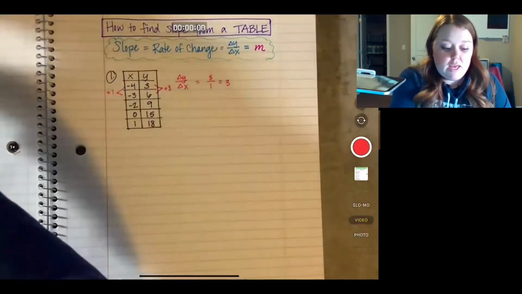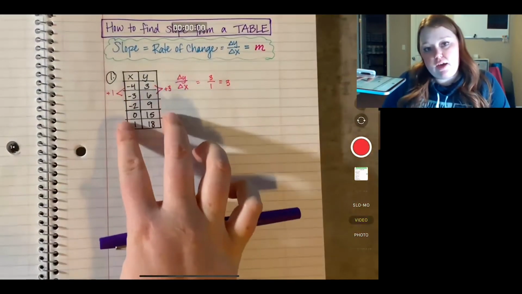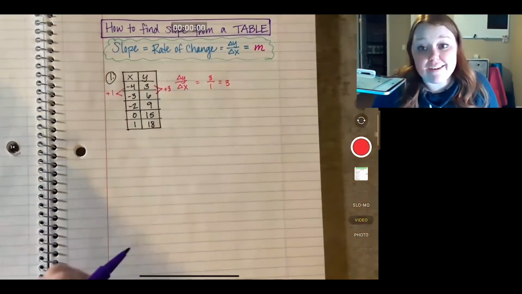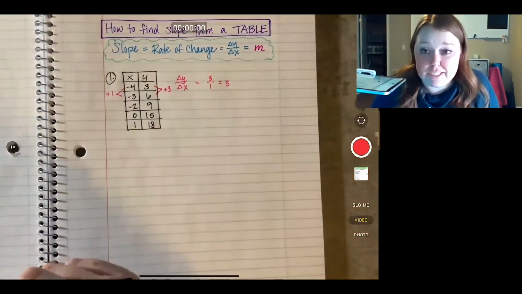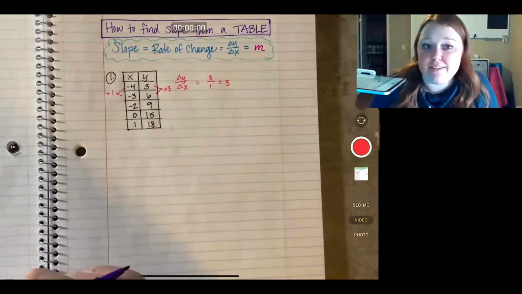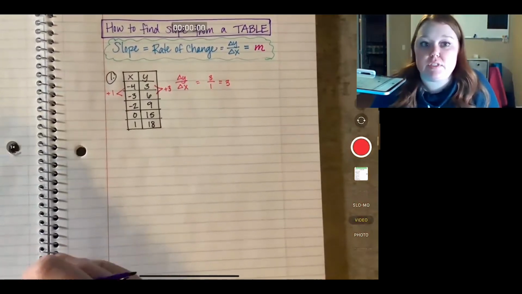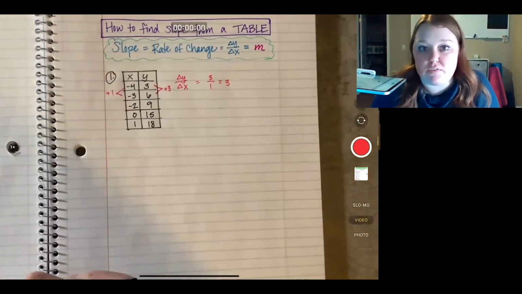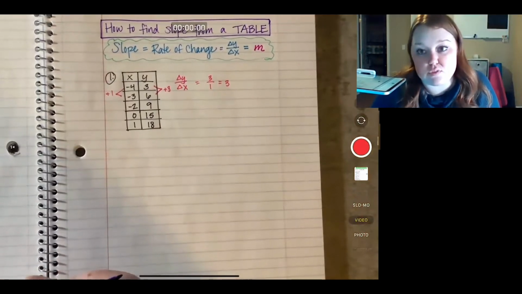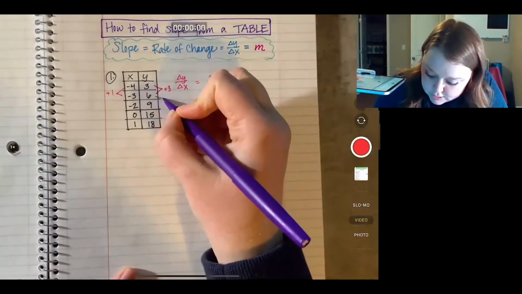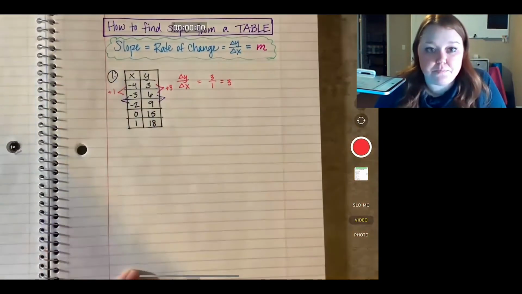Okay. Now, do we have to check that all of these end up simplifying to 3? Yeah, because we do need to know if it's linear or not. If it's not linear, which is what we were checking last week, then it's not going to have a constant rate of change. Therefore, it doesn't have a slope. Okay. So let's check the next little comparison.